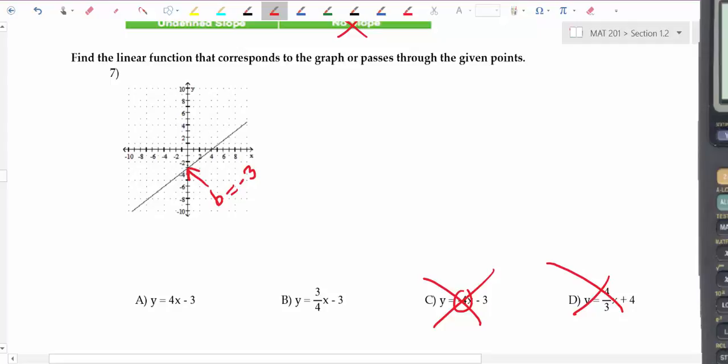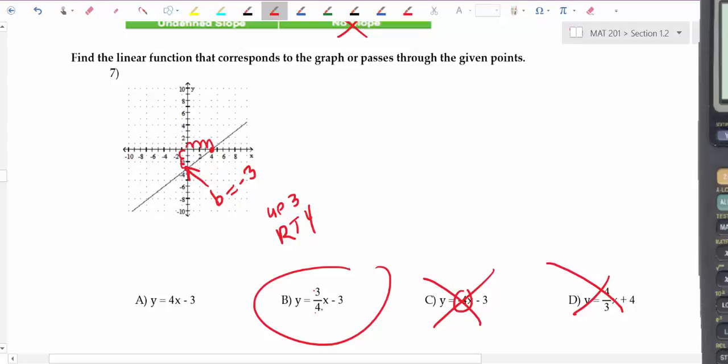So you just need to take 2 good points. I think there are 2 good points right there, there and there. It looks like I'm going up 1, 2, 3, and then to the right 1, 2, 3, 4. So what's the right answer? B. You have rise over run, up 3 over 4, so it's 3/4 x minus 3.